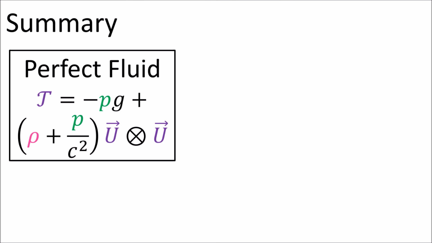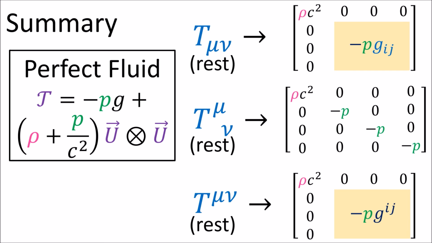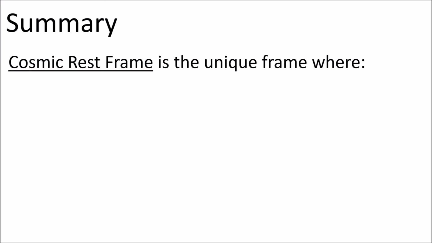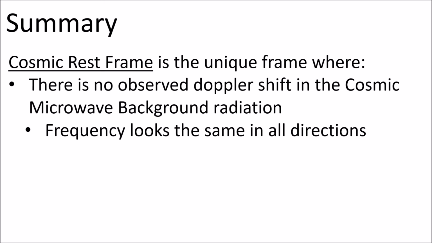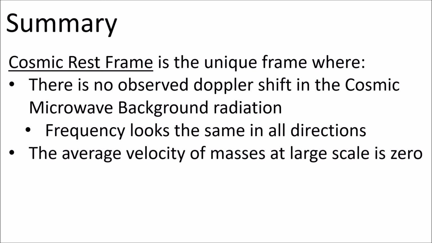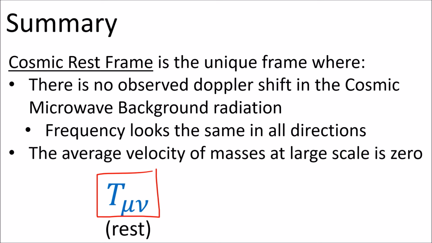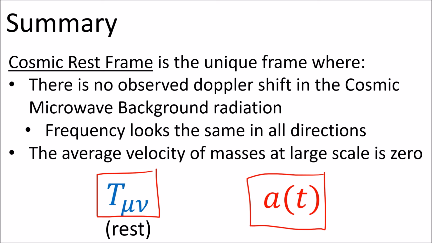So to summarize this video, we learned about the energy momentum tensor for a perfect fluid, whose components in the various forms look like this. We also learned about the cosmic rest frame, which is a frame of reference where no Doppler shift is observed in the CMB radiation, and where the average velocity of matter at large scales is 0. This is the rest frame in which we measure the components of our perfect fluid energy momentum tensor for the Einstein field equations. It's also the frame where our scaling factor a(t) from the FLRW metric applies.